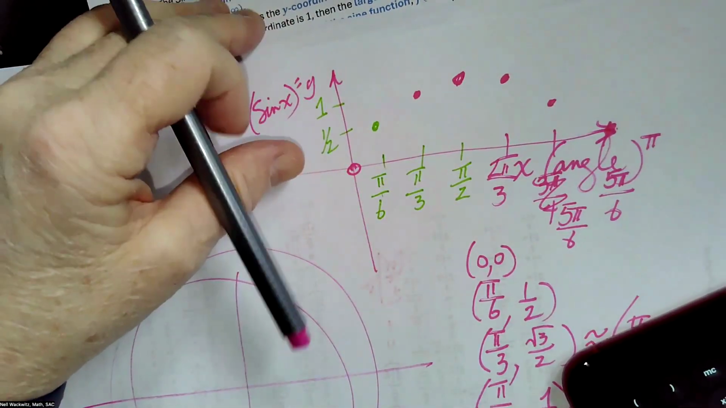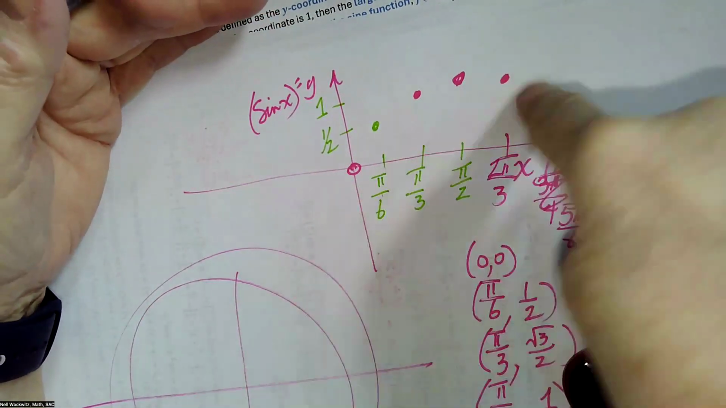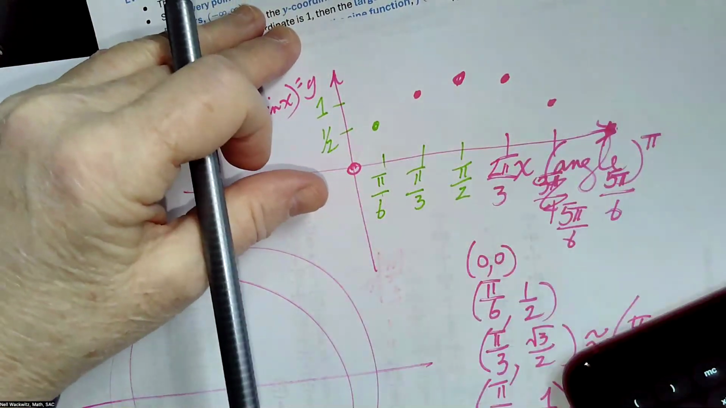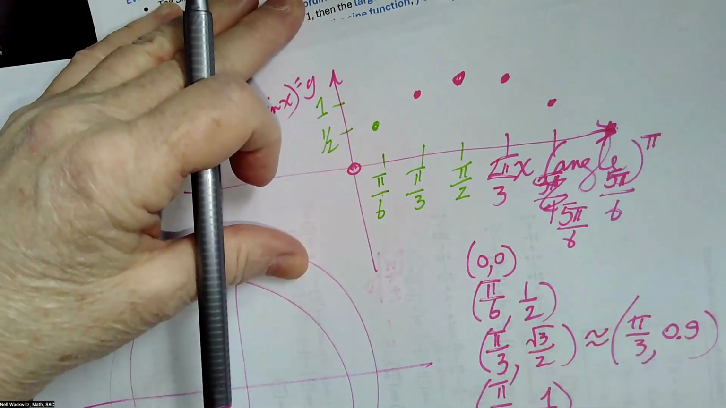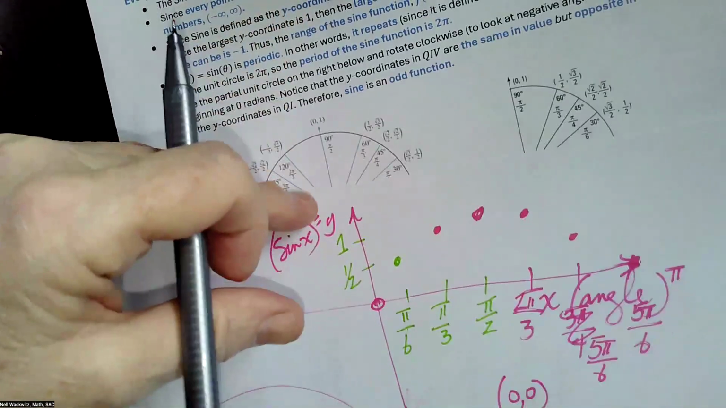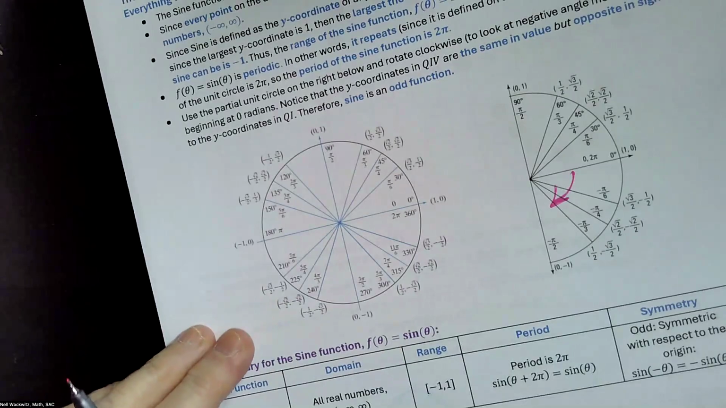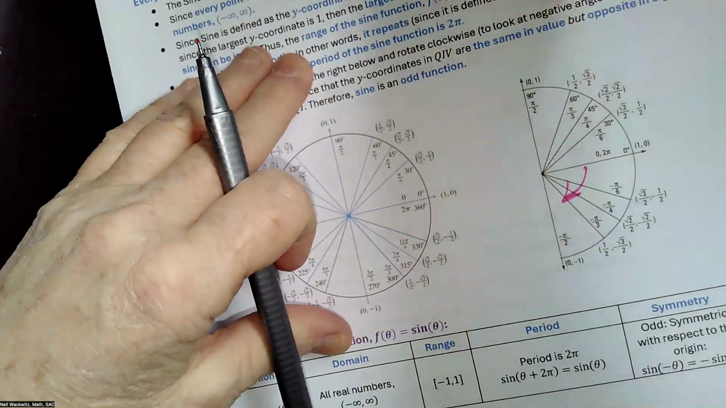We know that what happens in the first and second quadrants matches what happens in the third and fourth quadrants, except in the third and fourth quadrant, sine is negative. So let's just see what that looks like.